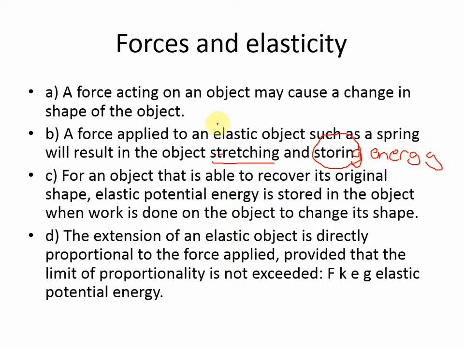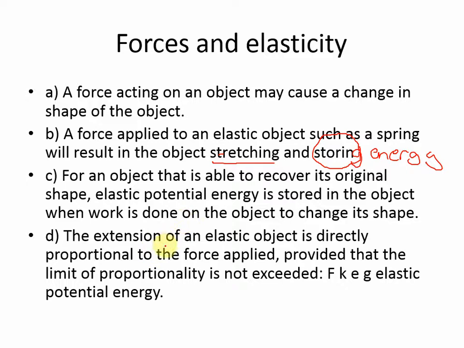So if you apply a force on an object like a spring, it will stretch and store energy. For an object that is able to recover its original shape, elastic potential energy is stored in the object when work is done on the object to change its shape. So you've got a spring, if it's elastic, it will return back to its original shape. It will store elastic potential energy and then return to its original shape once that force is removed.